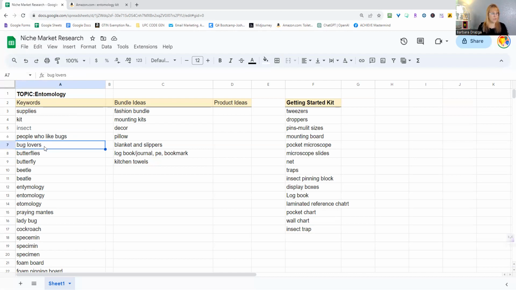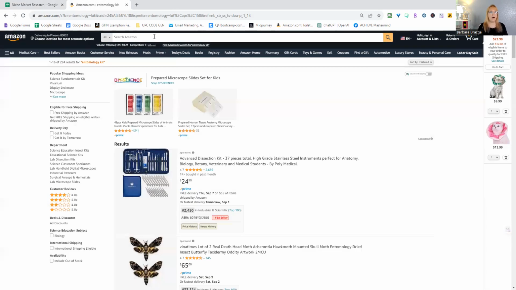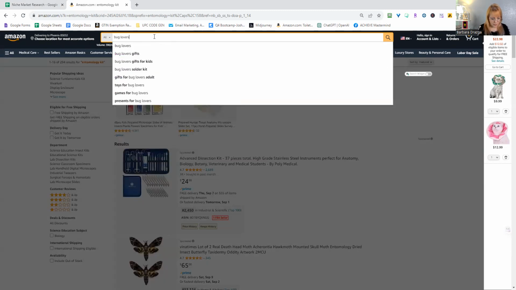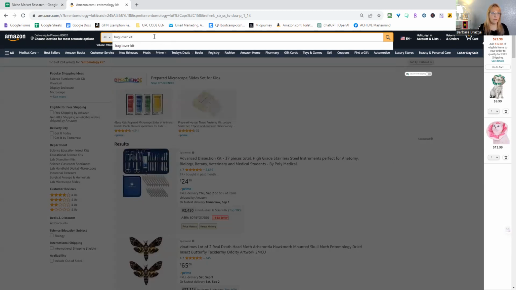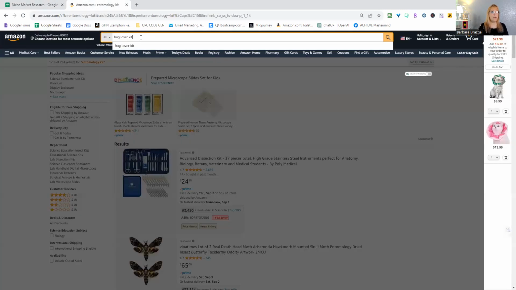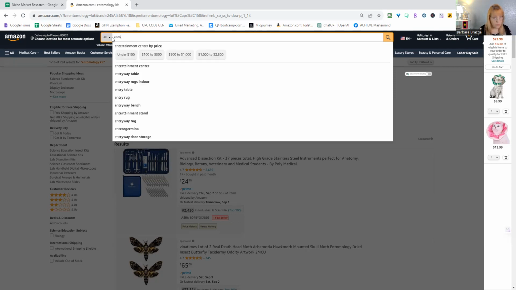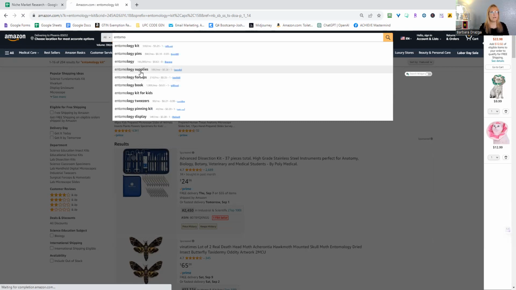So what I might do is I'm back over here on my keywords and I'm thinking, okay, if I have a friend who likes bugs, I might type in bug lover kit, right? Because I don't know what else to type in. So I start playing around with supplies, or I start playing around with insect traps, indoor soap for plants. None of this is what I want. Let's go to entomology supplies.